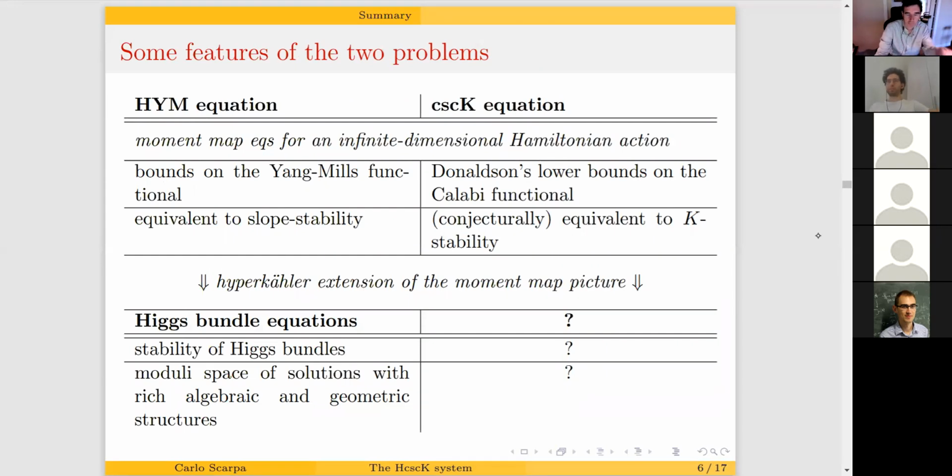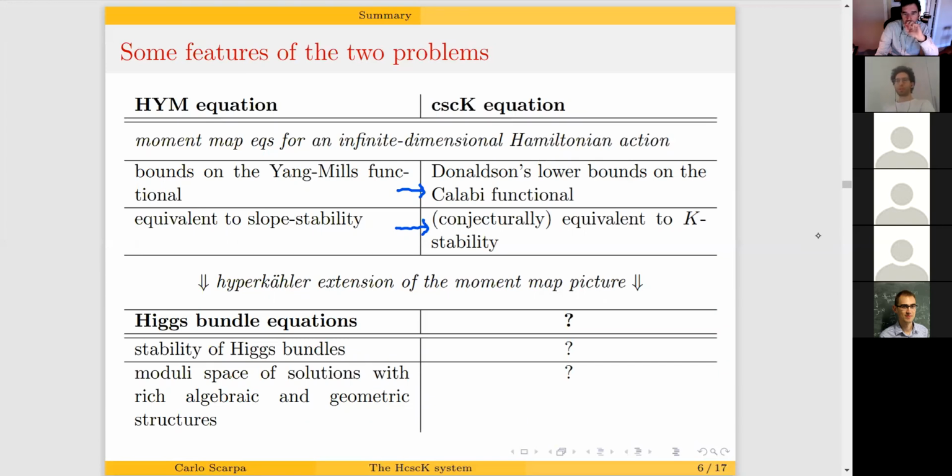Here I'm summarizing some aspects of the theory of the HYM equation and the CSCK equation. They are both moment map equations for some infinite dimensional action. And here on the left-hand side, we have a couple of results for the HYM equation that more or less directly inspired results in the CSCK theory. For example, the bounds on the Yang-Mills functional have inspired Donaldson to find lower bounds for the Calabi functional. And this is a really important result in the study of the constant scalar curvature equation. Then we know the HYM equation is equivalent to slope stability. And this prompted many people to formulate the conjecture that the existence of solutions to the CSCK equation should be equivalent to some form of K-stability. We don't know which one yet, but we're getting to it.